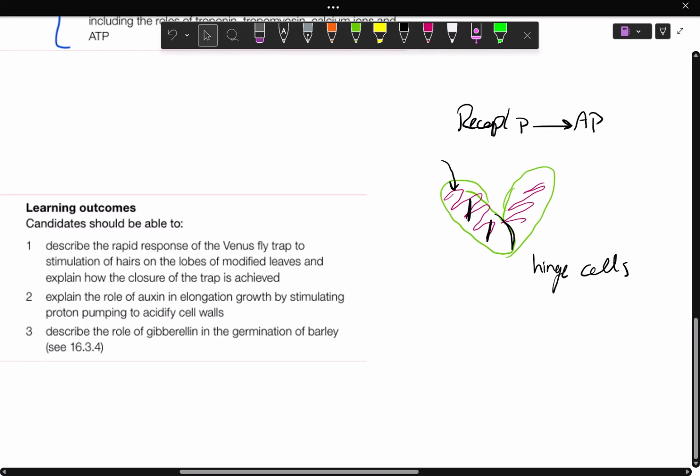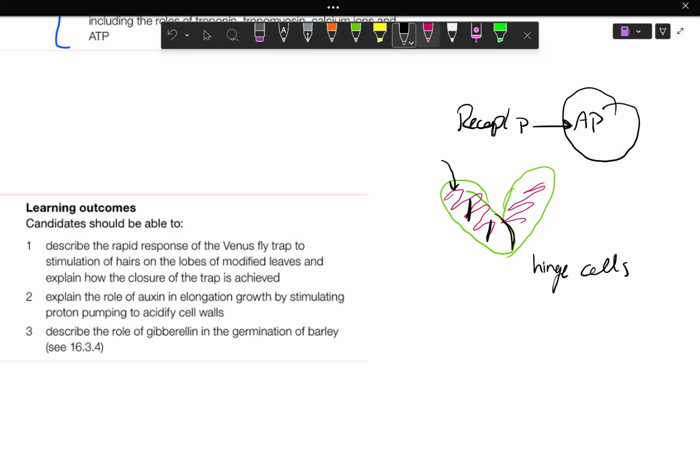So now once an action potential is generated, the action potential spreads on the whole leaf and reaches the hinge cells. When the action potential reaches the hinge cells, this stimulates the production of auxin. The auxin binds to its receptor, stimulating the pumping of protons. This is similar to what happens in the stomata opening and closing. So now the protons will get pumped into the cells, lowering the pH.